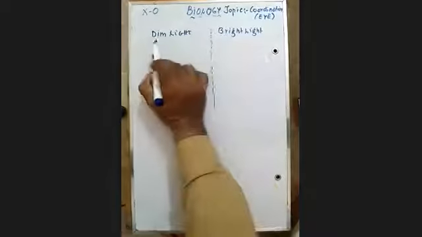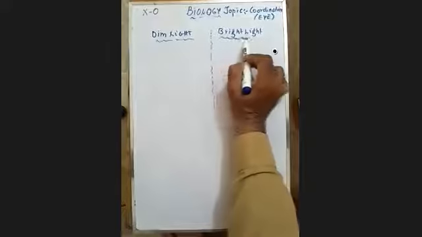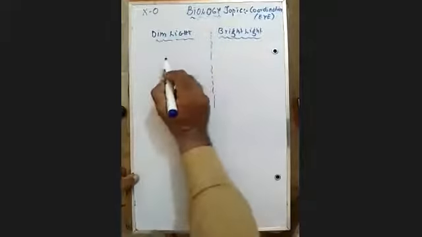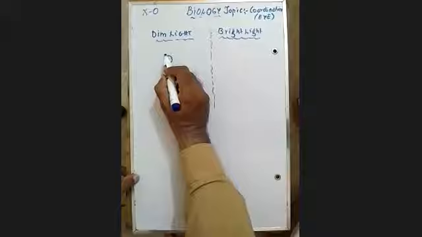Dim light and bright light. Heading, I put the heading over here. Now I'm drawing the diagram of the iris muscles. Do you see this is in the center? This is pupil. In dim light, pupil is usually larger.